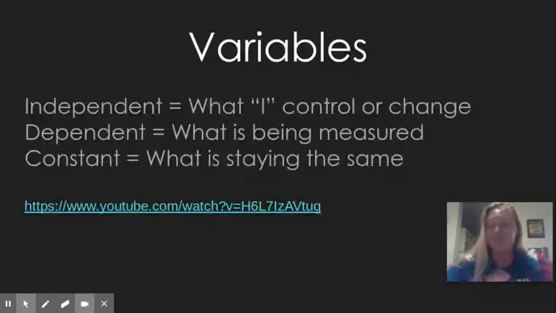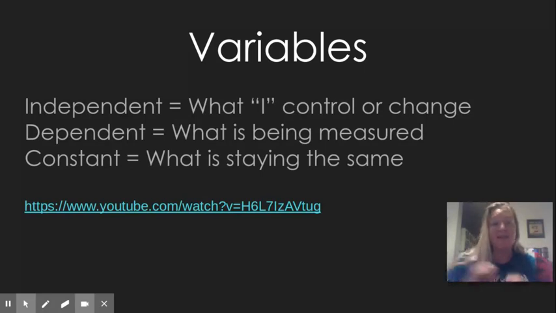We have three different types of variables in any type of controlled experiment. We have our independent, which is what I control or what I change. That's the one thing we're changing in every experiment to test our hypothesis. Then we have the dependent variable, which is what we're measuring. Whatever data we're collecting, that's our dependent variable. And then we have our constant, which is what's going to be staying the same across all of our different trials.